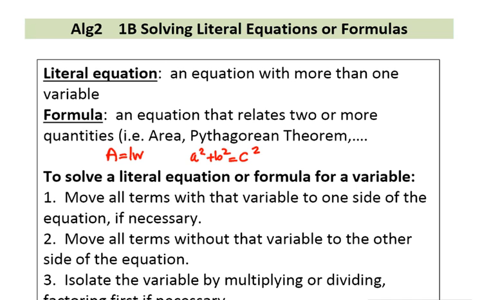To do that, we're going to move all terms with that variable to one side of the equation, if necessary, if it's not already there. Secondly, we're going to move all the other terms to the other side of the equation. And then finally, once we do that, we're going to try and isolate the variable.